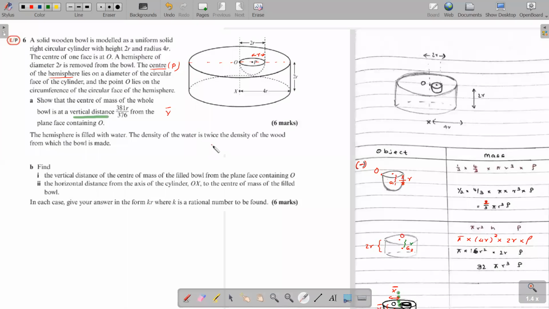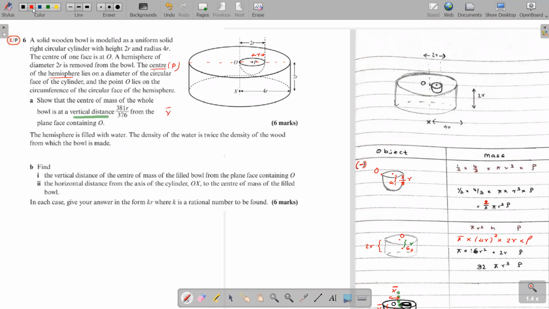The density of the water is twice the density of the wood. Okay, so the density of the wood, if it is rho, then the density of the water is 2 rho. Okay, so find the vertical distance of the center of mass of the filled bowl from the plane face containing O and the horizontal distance from the axis of symmetry to the center of mass of the filled bowl.